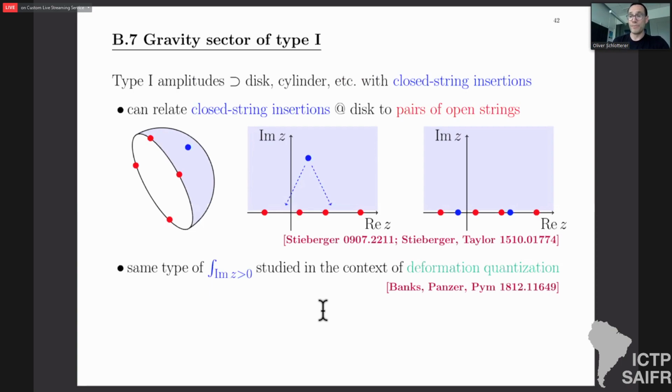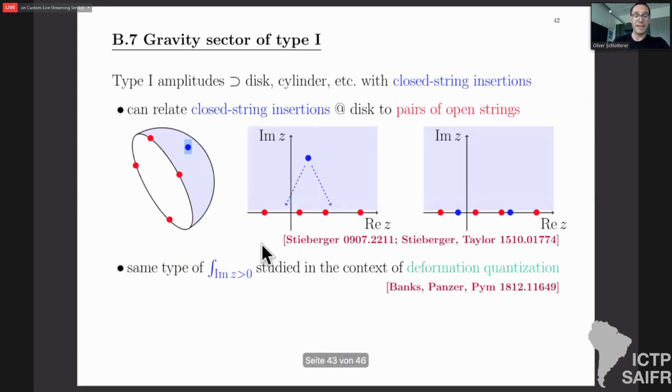So let me go through the tree-level version where Stephan Stieberger and Tom Taylor had important papers. So there, the gist is that a closed string insertion in the bulk of the disk can be traded for 2 open string insertions on the disk boundary. More details you find in the reference.